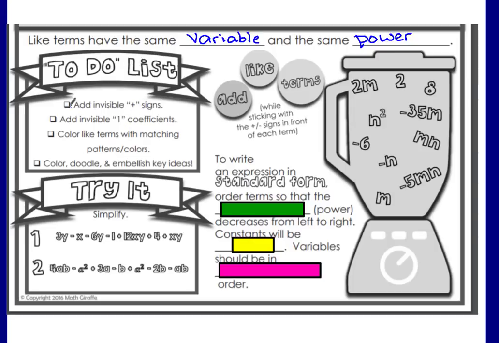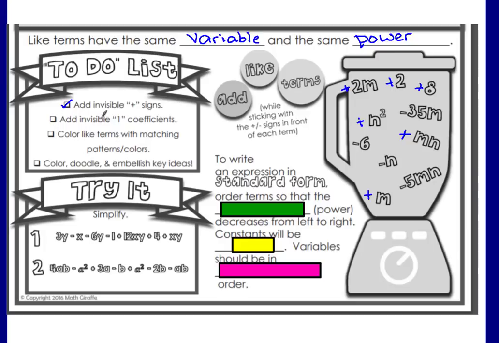The first thing you need to do is add all invisible positive signs. So look at our blender, look at all our different terms. Anything that does not have a negative sign means that it is positive and that the sign is invisible. Our 2m, this is a positive 2m. The constant 2, that's a positive 2. This one is a positive 8. A positive n squared. The 6 is negative. Over here, the term mn is positive. And the term down here, the m, is also positive.